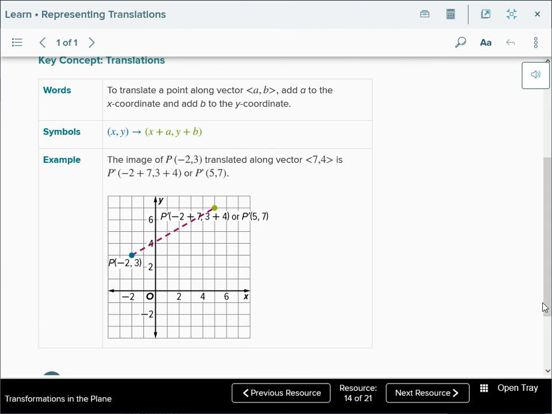Notice on this one they wrote it this way, 7, 4. What's that tell us? 7, 4 as a vector. What are we doing to each point? 7 spaces to the right and 4 spaces up. So 7 to the right and 4 up. Another way it could be written is, like I said here, you add taking the x plus 7, the y plus 4. Again, make sure you know we start off with P, so our new point should be P prime.